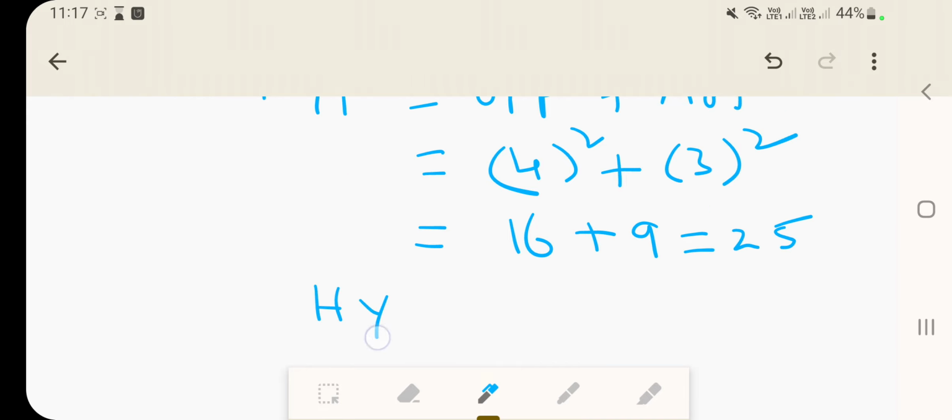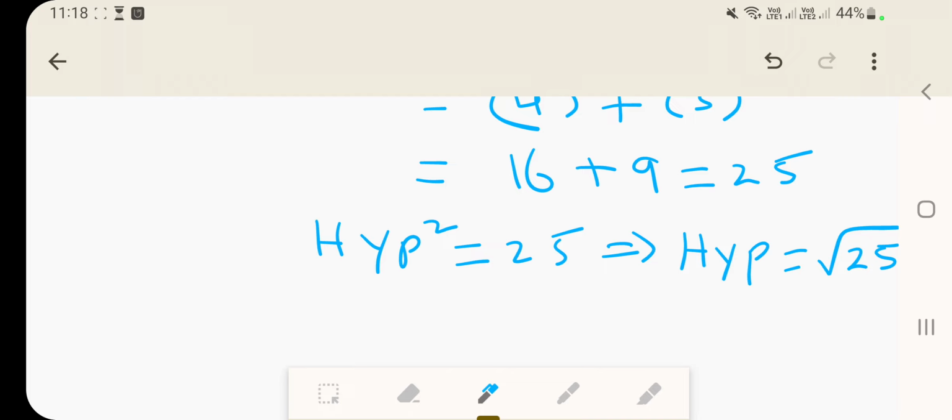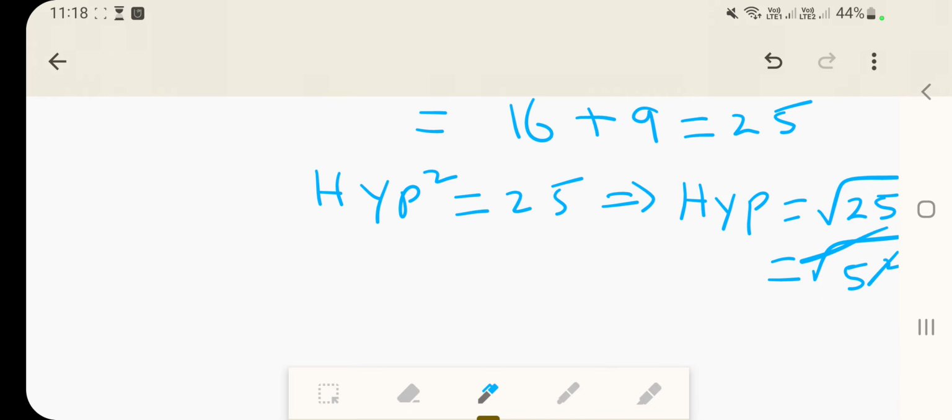Now we have hypotenuse square is equal to 25, and to simplify this we take the square root on both sides. From the left hand side square we get the hypotenuse, and on the right hand side we take the square root. So that becomes root 25, and 25 we can write as 5 square. Square and root get cancelled and we get hypotenuse equal to 5.